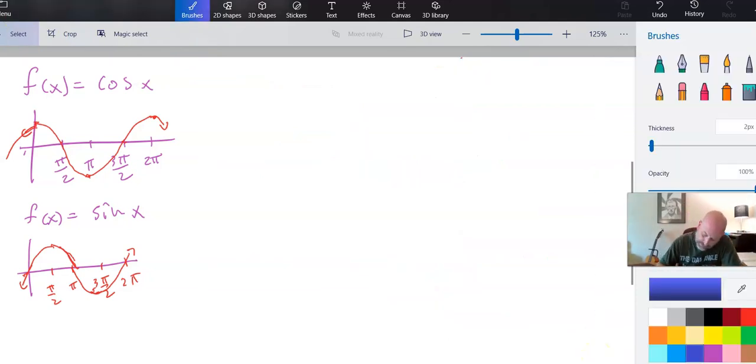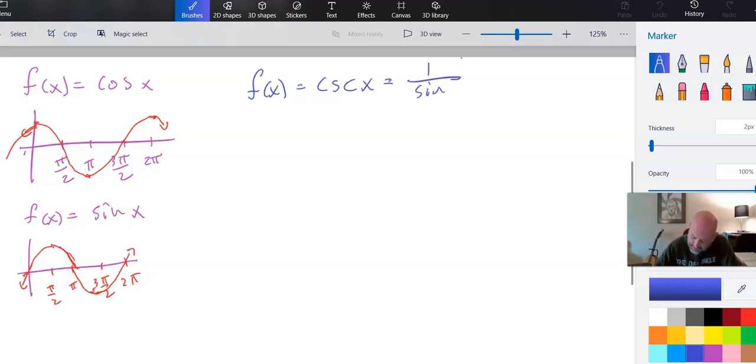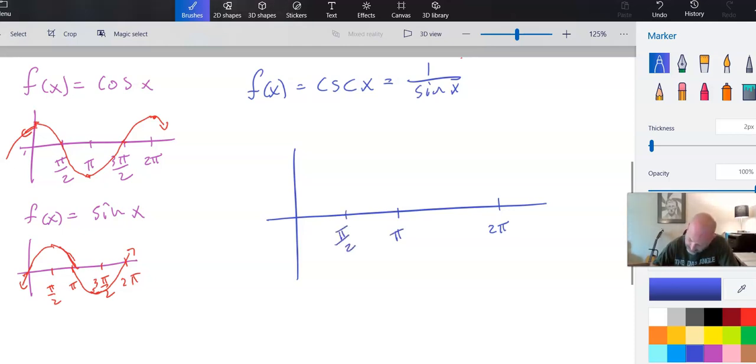Okay. Now, here's what I want you to do. We did secant last time. This time I want to look at f of x equals cosecant. And remember, cosecant is 1 over sine. So make a little graph, same kind of thing: 2 pi, pi over 2, and 3 pi over 2.